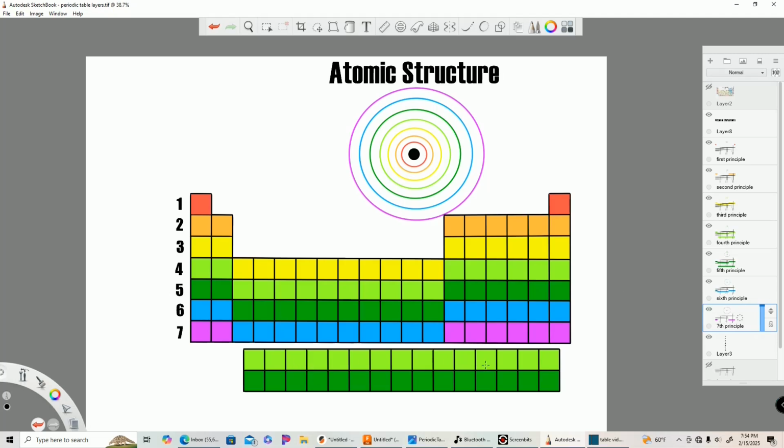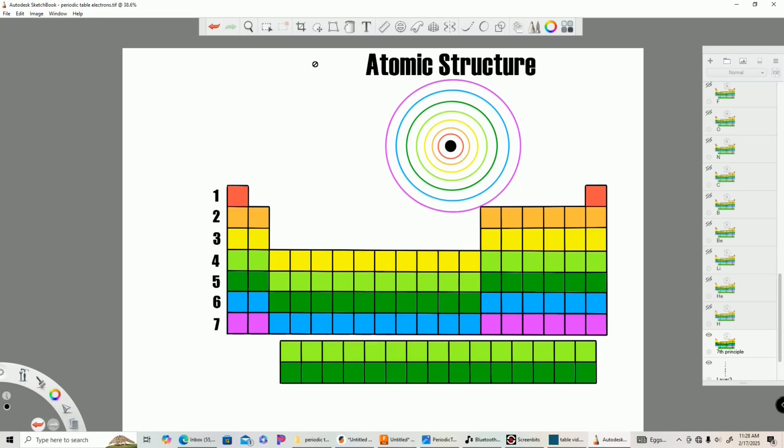Now, remember the color categorization. So this row is actually, because it's this light green, it belongs to the fourth principal level, and this dark green belongs to the fifth principal level. Okay, so once again, we're talking about how the structure of the periodic table is reflective of the atomic structure for each of the elements within the periodic table.